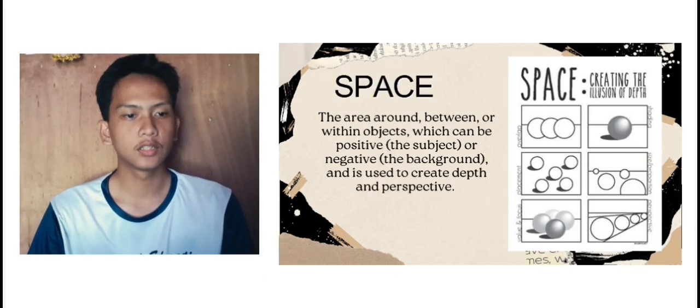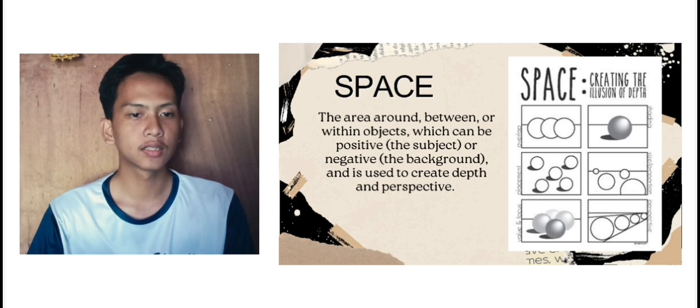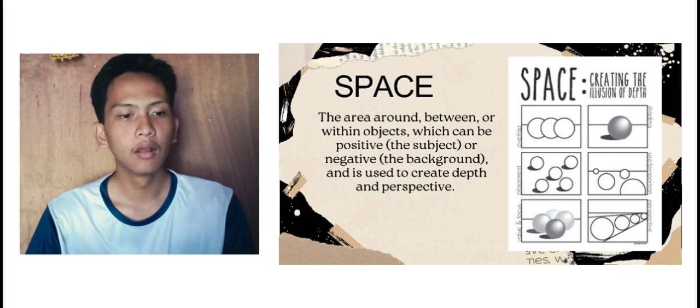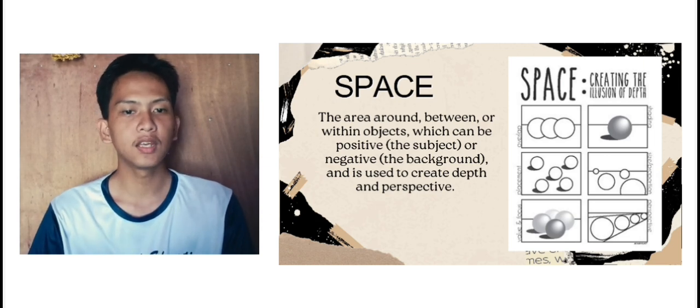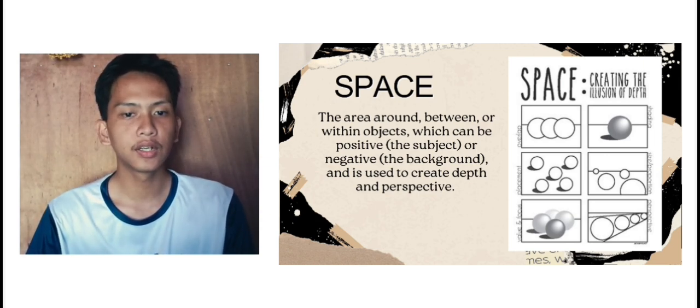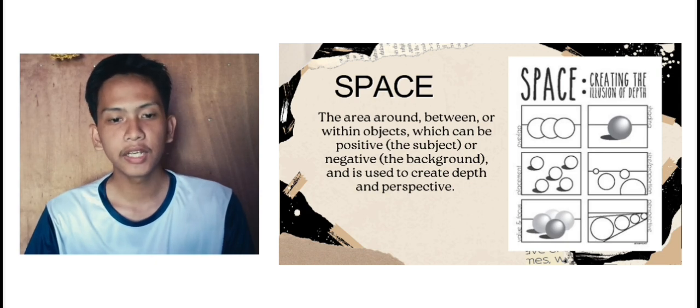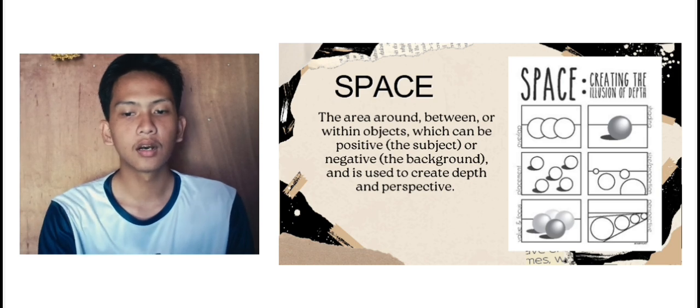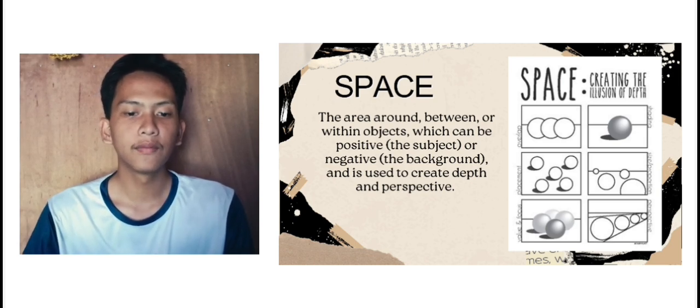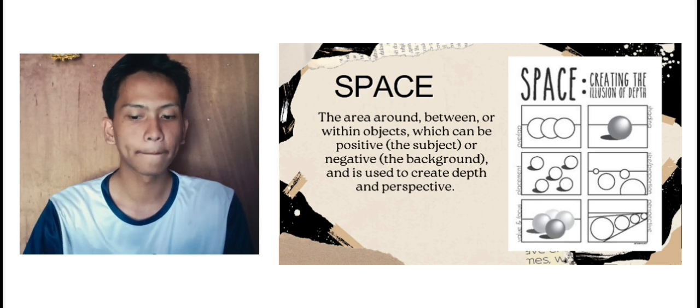So the next one is space. Space is the area around, between, or within objects, which can be positive, the subject, or negative, the background, and is used to create depth and perspective. So space is either overlap, shading, placement, size or proportion, perspective, and value. It's giving the reality or realism and balance of the object that we draw.